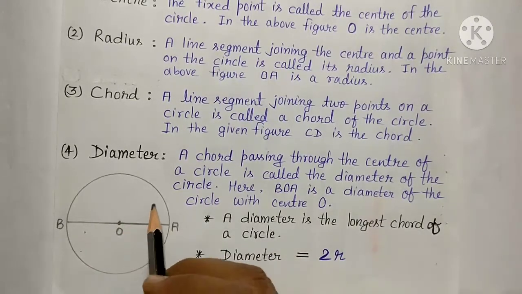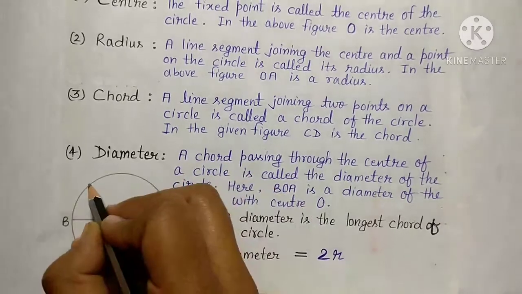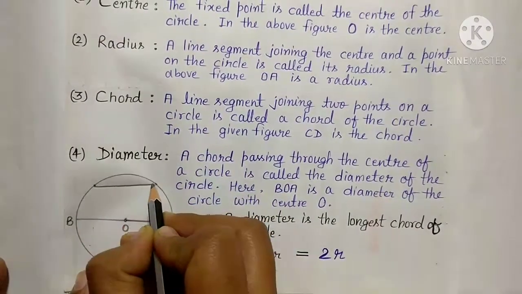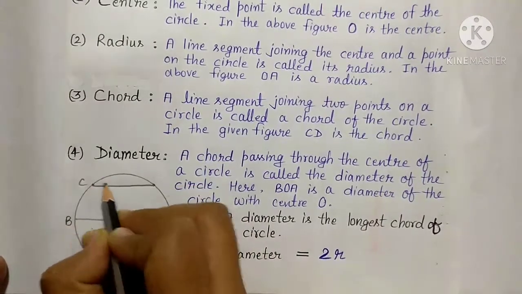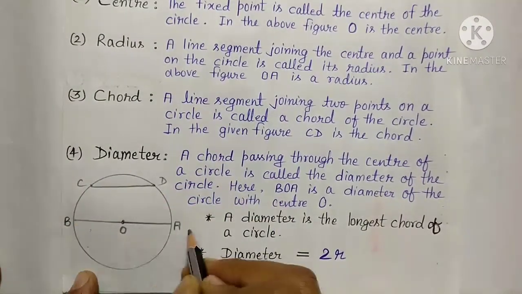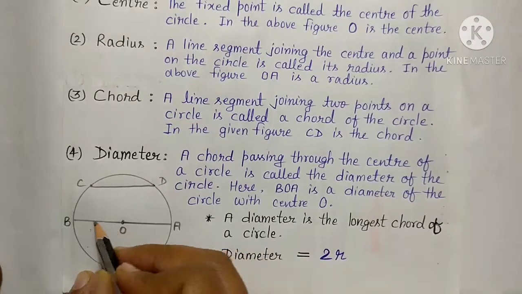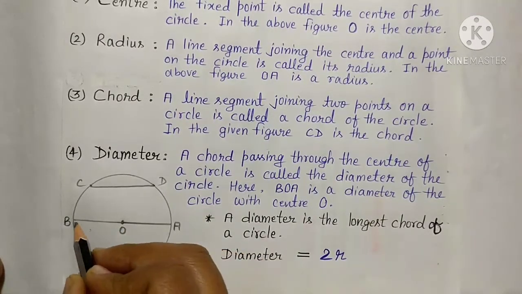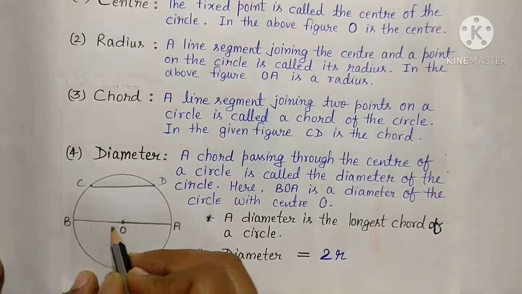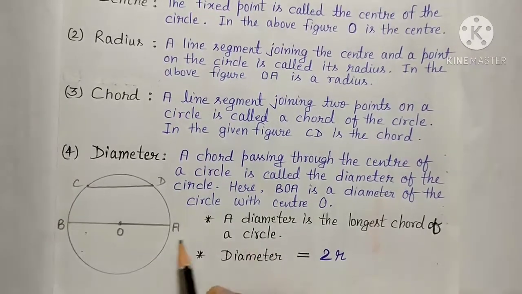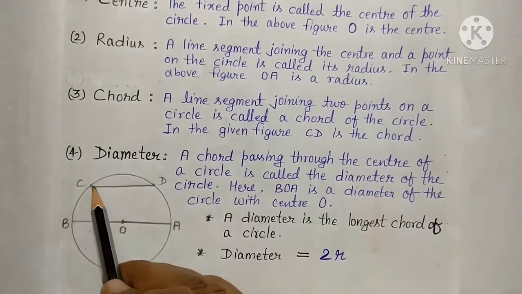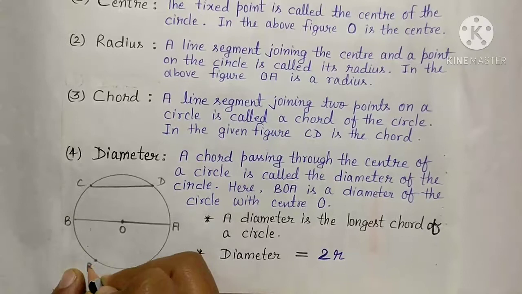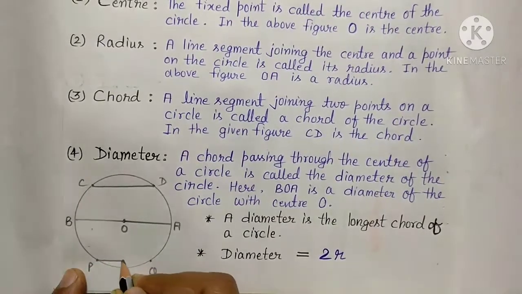Once again I am repeating. What is a chord? A chord is any line segment joining 2 points on the circle. Like this is a chord, named CD. But this BA is a diameter, because it is also a chord, but it is a chord which we call a diameter because it is passing through the center. So the diameter is the longest chord of the circle. As you can see, this chord is small. We can even make more chords here, like this one, PQ, by joining this line.